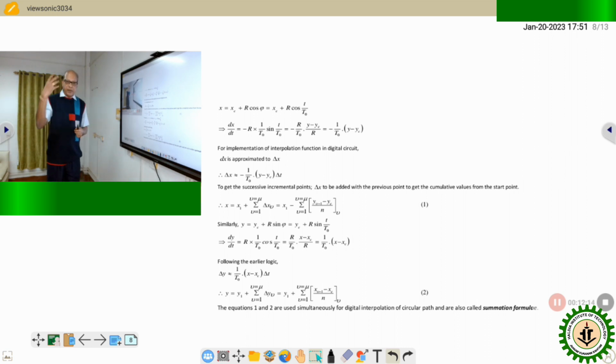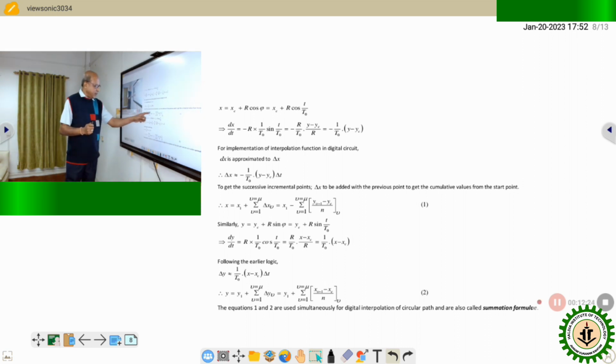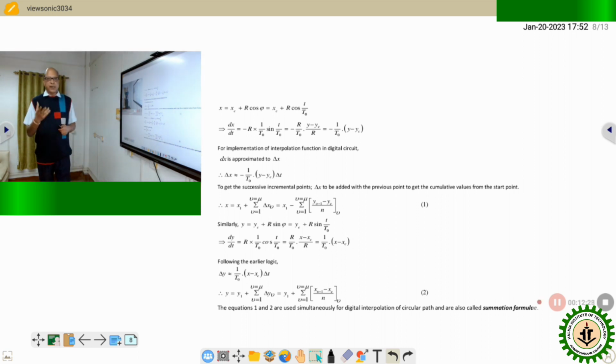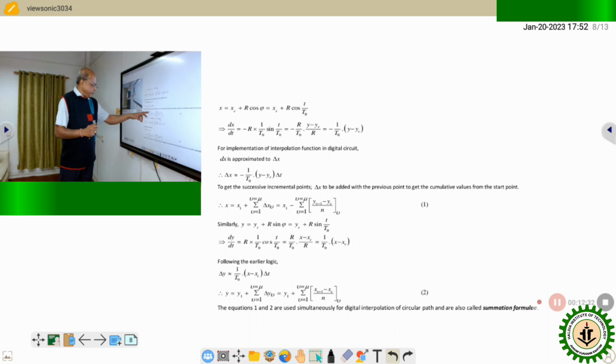That means for any mu number of instantaneous values, if nu assumes incremental integer values 1, 2, 3, 4, finally mu, then this additional incremental value we have to add to the previous value to get the current one. So if you replace this delta x, we can have this particular relationship. Now one step has been omitted over here. Now all of a sudden, how can n come?